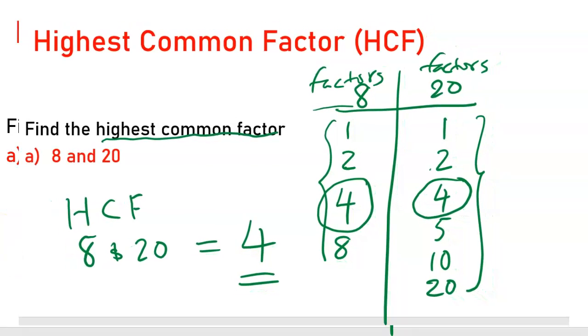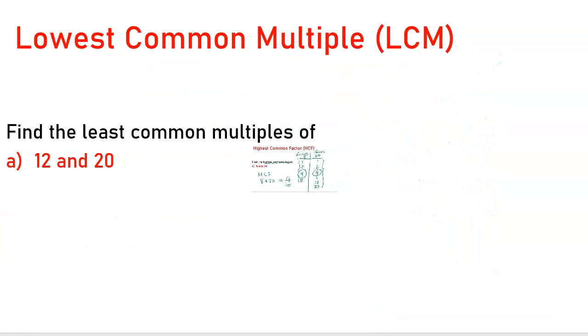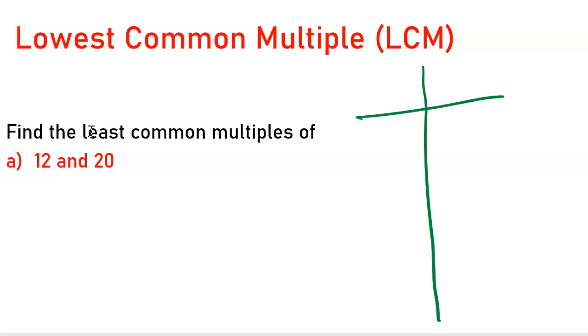Okay, so let us see how we find the least common multiple. Let us do the same. I normally draw a table like this, where here I will have multiples of 12 and then multiples of 20.